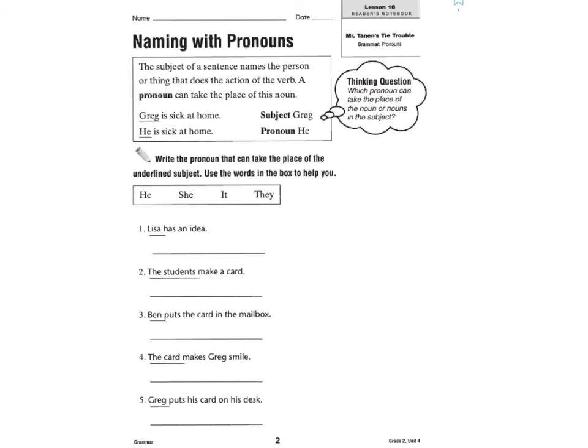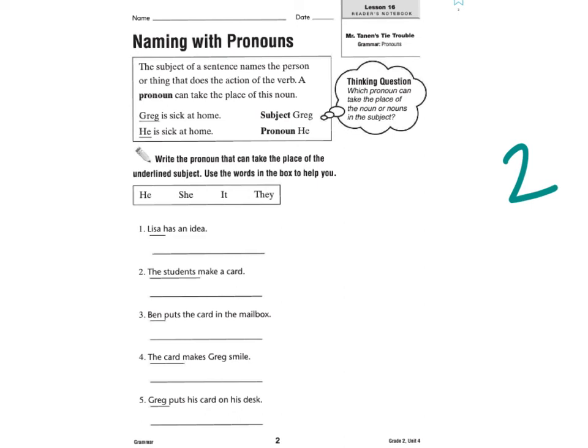All right, time for you to practice this. In your reader's notebook, this is the one that has the turtle on the cover. It's the newer one. We're on page 2. It says naming the pronouns. The subject of a sentence tells the person or thing that does the action of the verb. A pronoun can take the place of this noun.